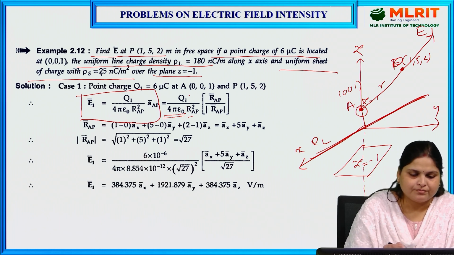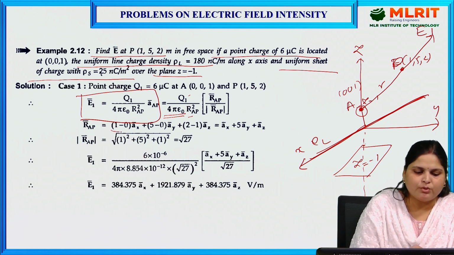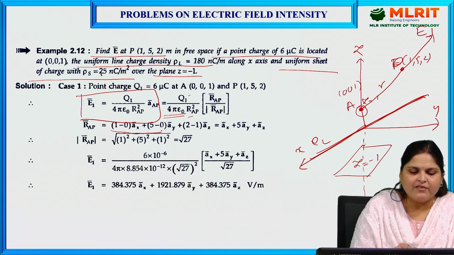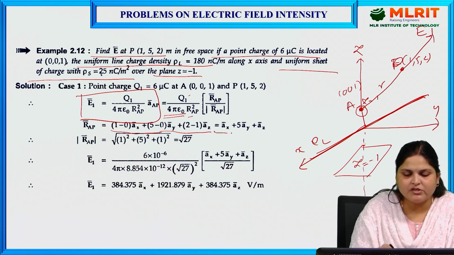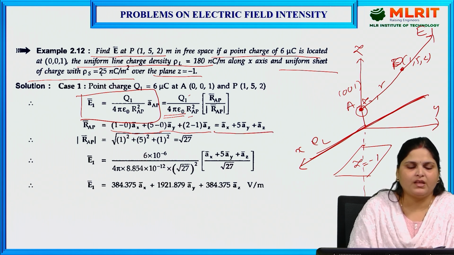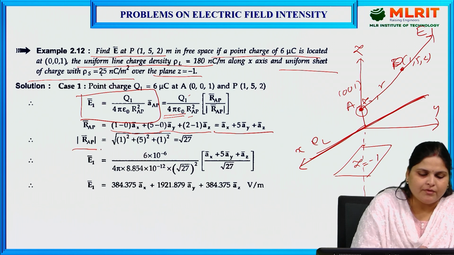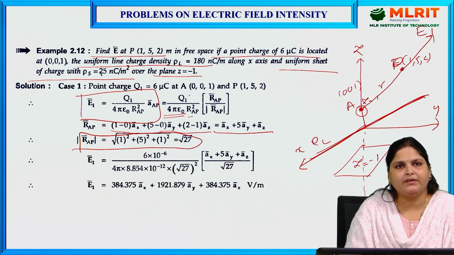Next, we will find the value of R. We will write it as P minus this A, which means 1 minus 0 AX plus 5 minus 0 AY plus 2 minus 1 AZ. So we get the equation as AX plus 5 AY plus AZ. Now we will find the mod of it, so we will get under root of 27.